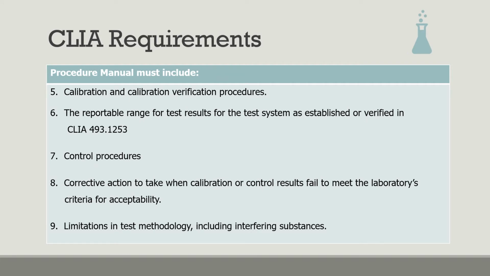If any calibration or calibration verification is required for the test, directions must be included in your procedure. The reportable range for test results should be listed for that specific test. Any control procedures required, as well as what corrective action to take when calibration or controls fail. If there are limitations in the test methodology, such as interfering substances, those must also be listed in your procedure.